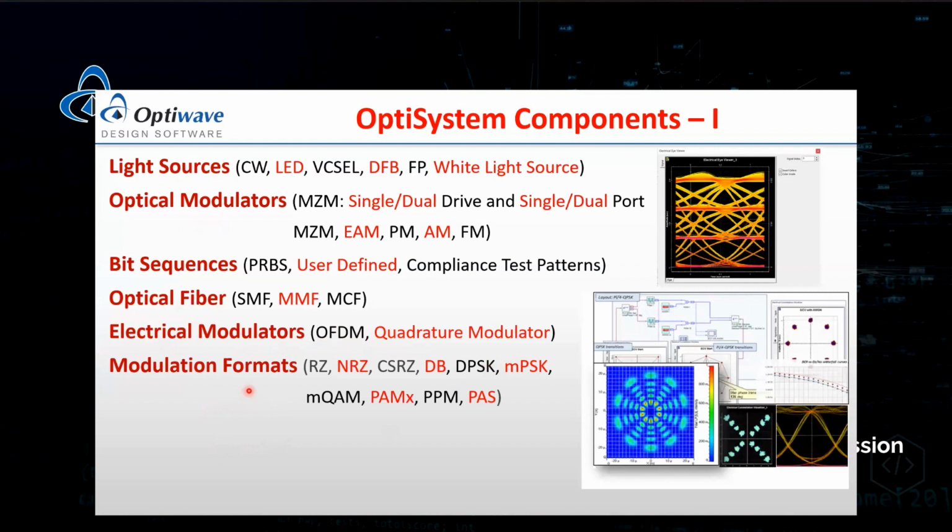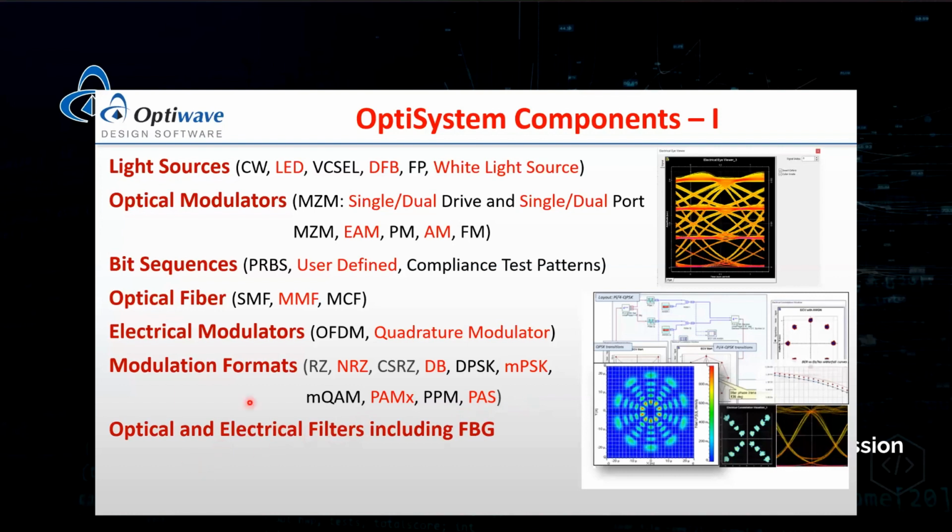In terms of modulation formats, you could do all types of modulation formats, including return to zero, non-return to zero, carrier suppressed return to zero, dual binary, differential phase shift keying, any type of MPSK or QAM, pulse amplitude modulation, pulse position modulation, probabilistic amplitude shaping. So all of that is available in OptiSystem.